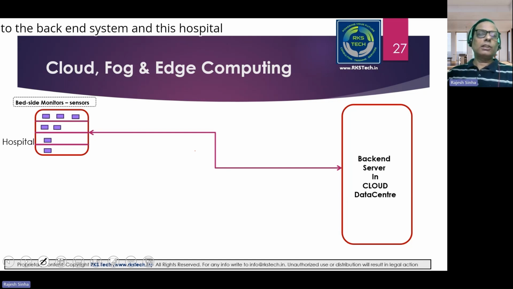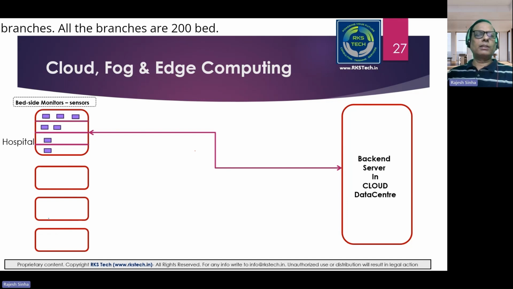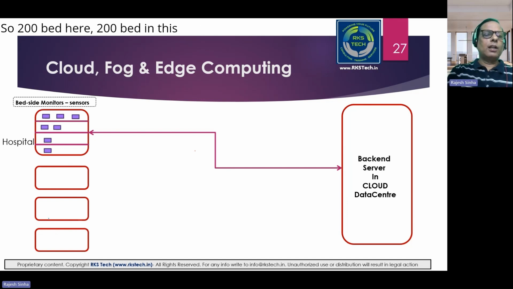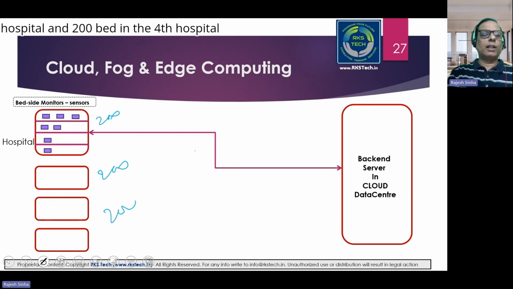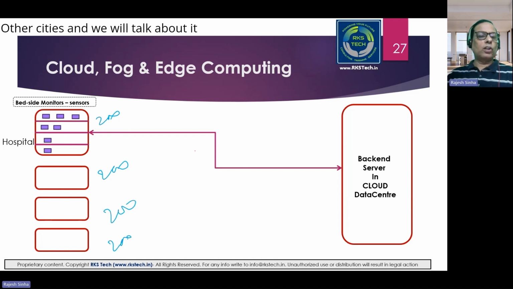system. And this hospital has more branches in the city. So we will assume it has 4 more branches. This is a hospital in Delhi and it has 4 branches. All the branches are 200 bed. So 200 beds here, 200 beds in this one, the second hospital, 200 beds in the third hospital, and 200 beds in the fourth hospital. And this is just in Delhi. This hospital also has branches in other cities, and we will talk about it.